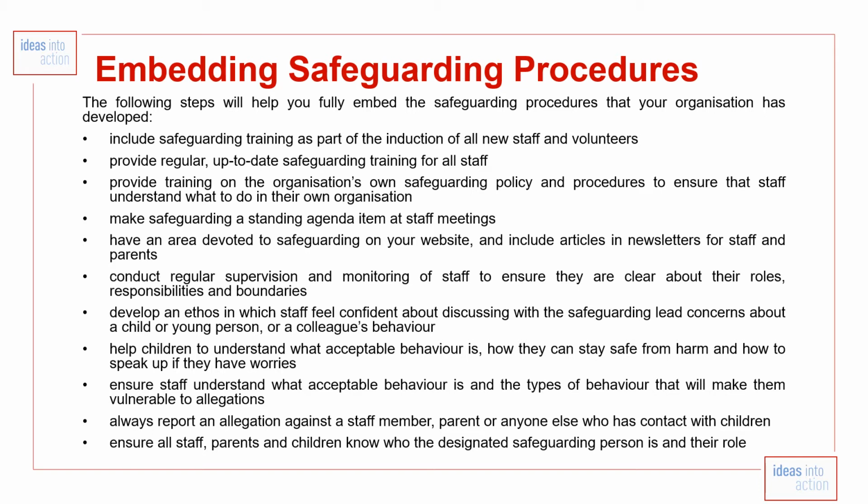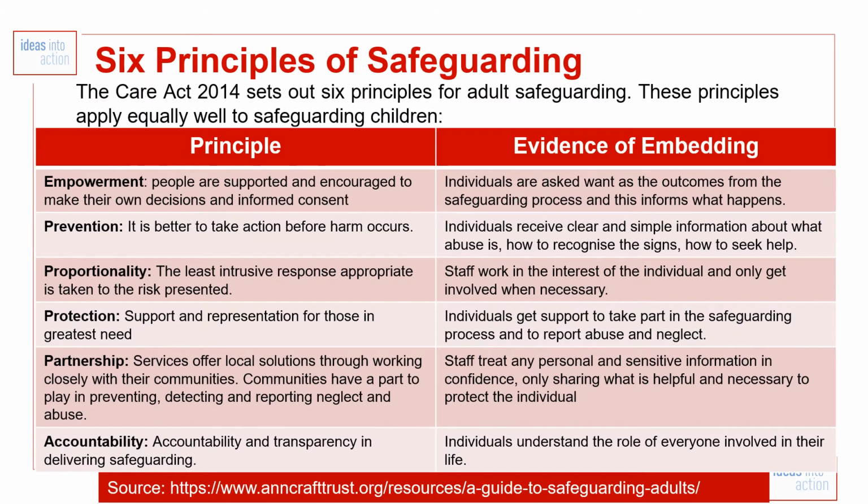And finally, we can ensure all staff, parents and children know who the designated safeguarding person is in the organisation and what their role is. Another thing we can do to help embed safeguarding in the organisation is to enable staff to fully understand the 6 principles of safeguarding. Now, these principles are set out in the Care Act 2014 and they're actually intended for adult safeguarding. However, they apply equally well to the safeguarding of children.